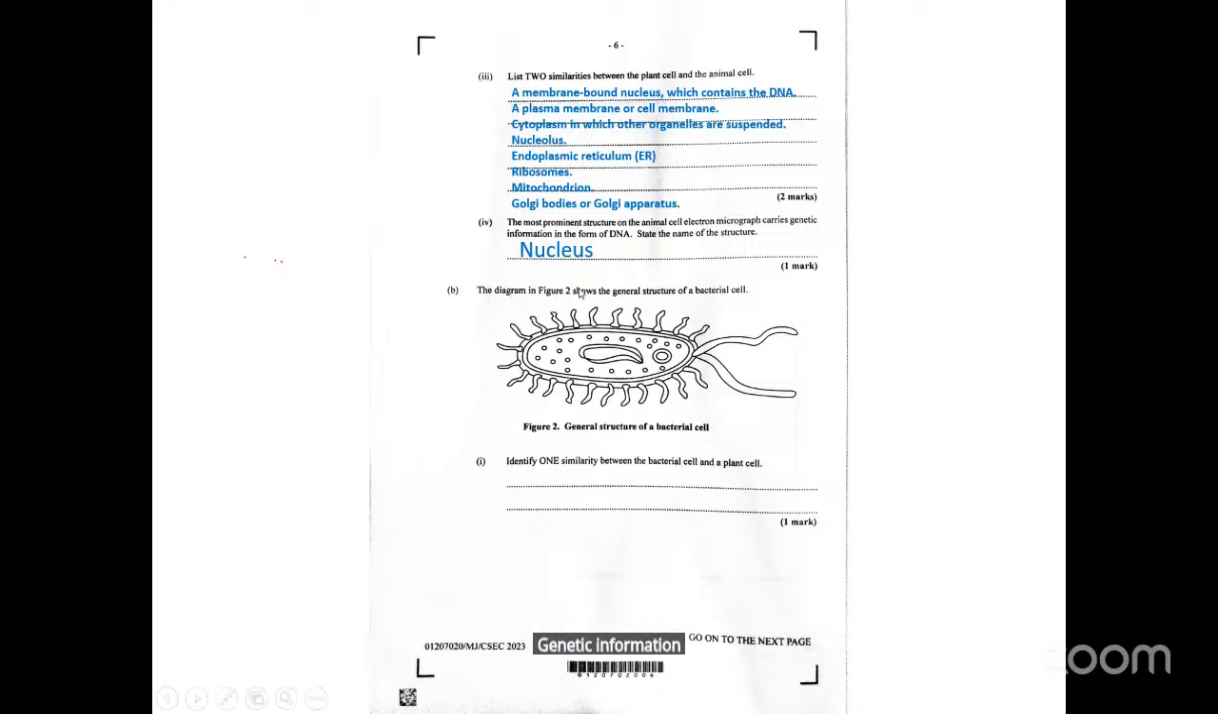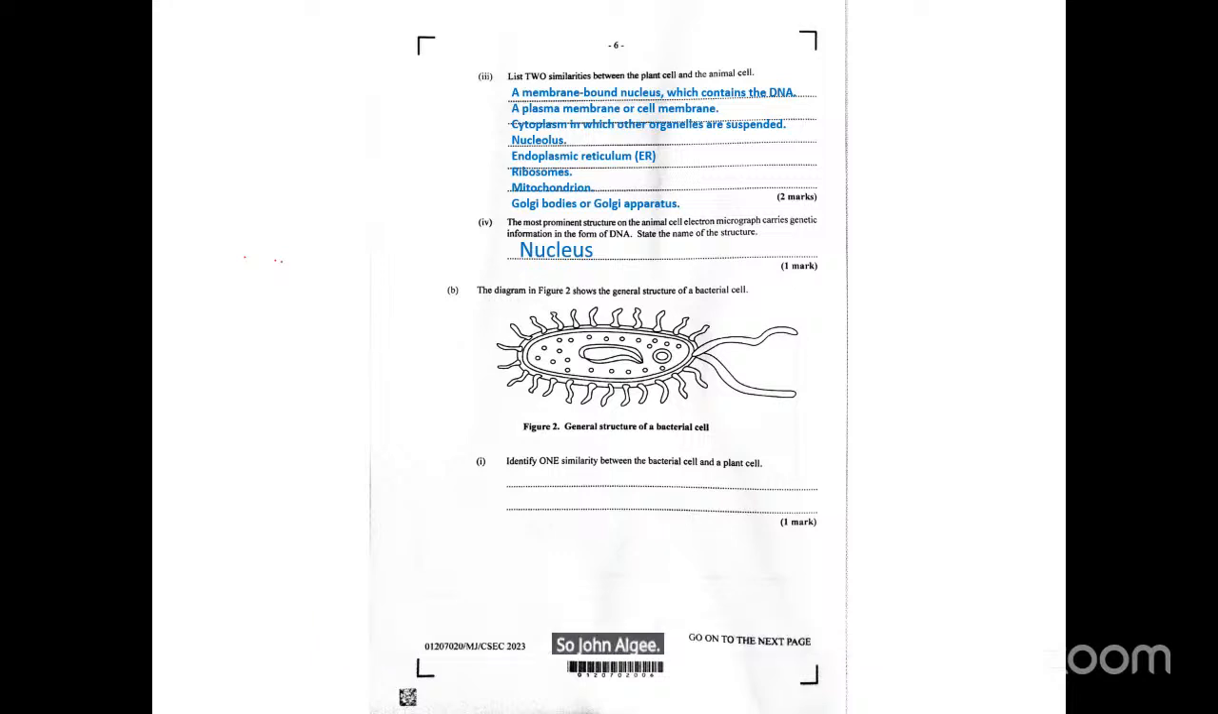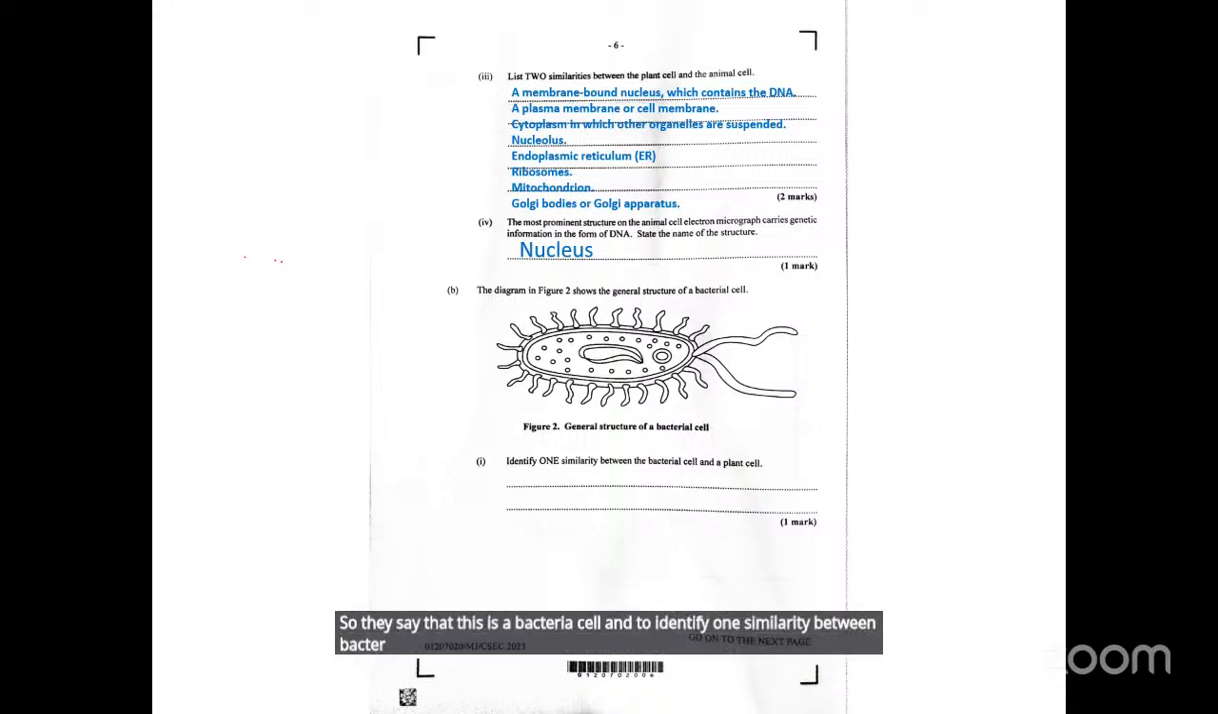Moving on. The diagram in figure 2 shows the general structure of a bacterial cell. You also need to know how to draw an algae, a bacterial cell, and anything you need to identify. All of these diagrams you need to know how to draw. You need to know the difference between a bacterial cell and animal and plant cells. They state that this is a bacterial cell and ask you to identify one similarity between a bacterial cell and a plant cell.